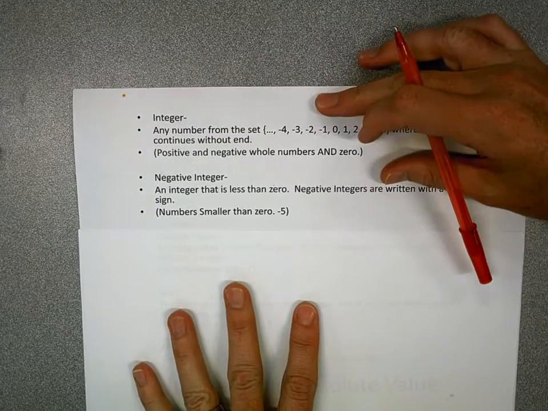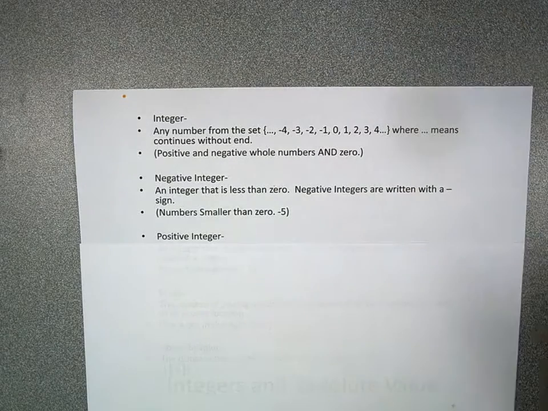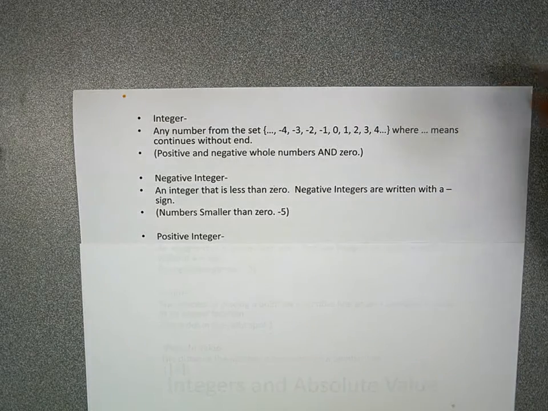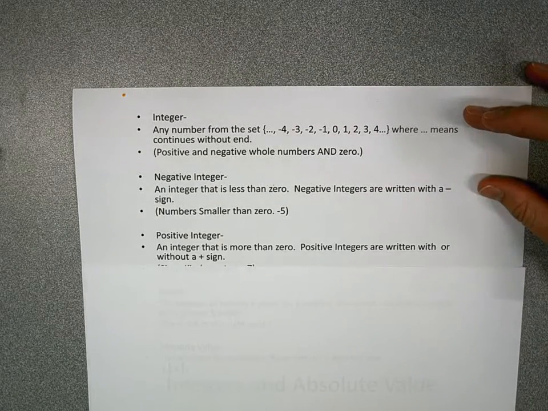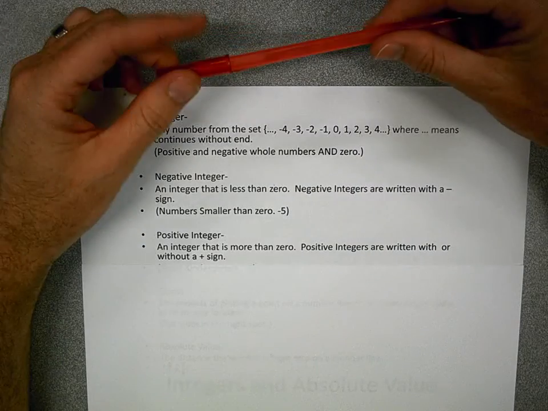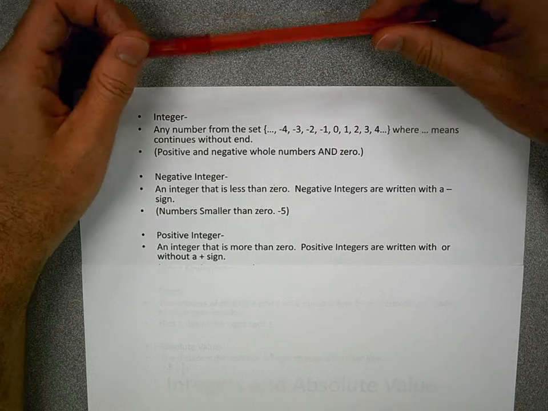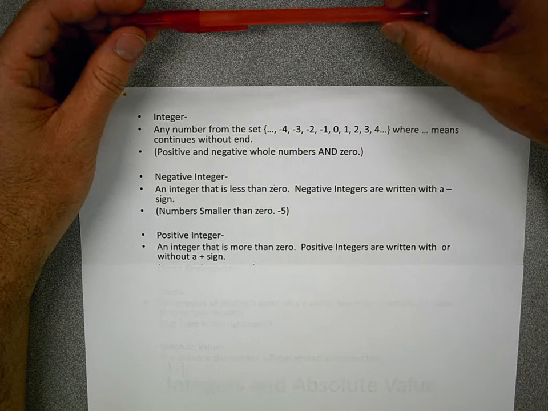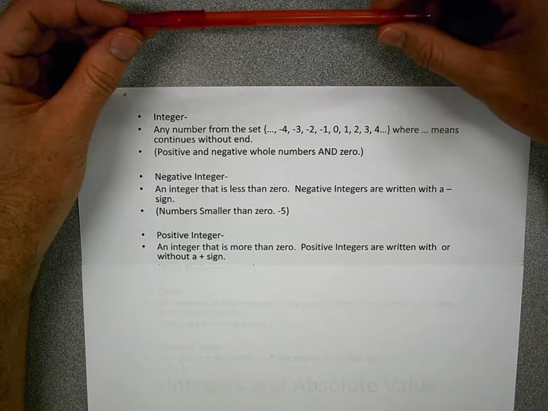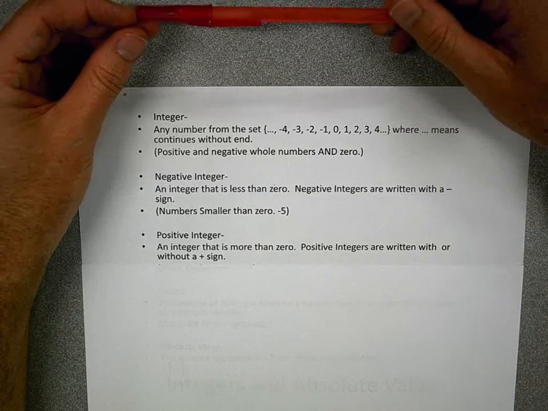All right, our next word is positive integer, everyone. Okay, so a positive integer is an integer that is more than 0. All right, positive integers are written with or without a positive sign. So for the most part, they're written without a positive sign. They'll just be a number without a sign.